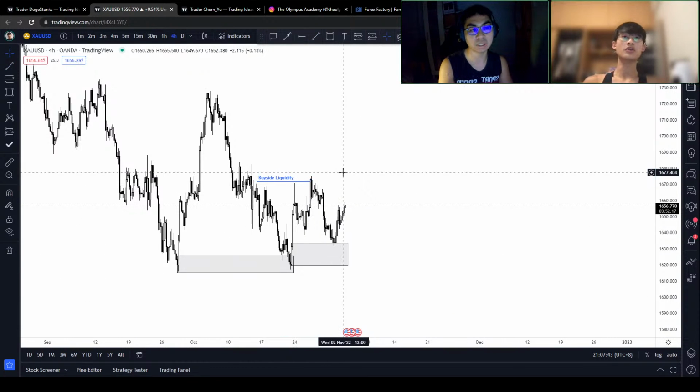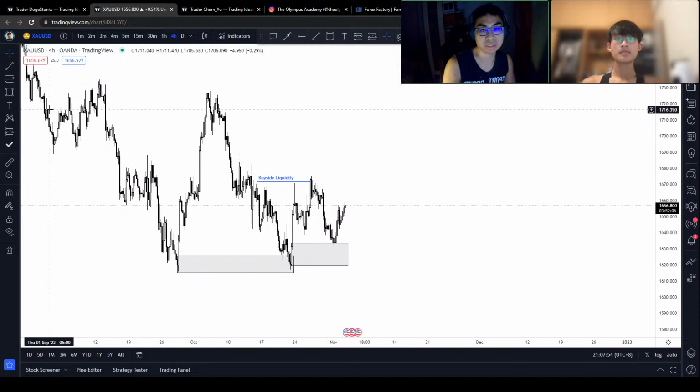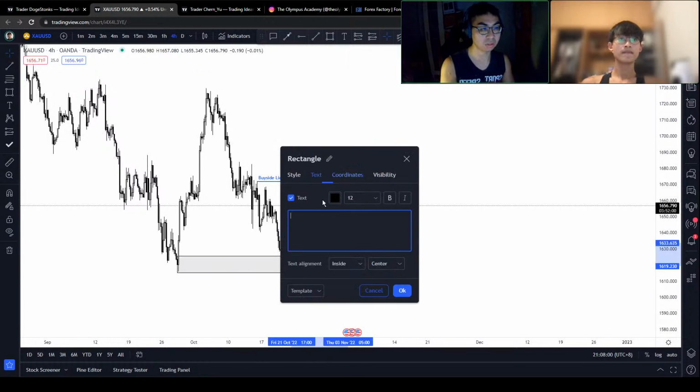And ironically, I also like how gold actually cleared the buy side liquidity on the 26th October at 5 p.m. The liquidity cleared nicely before it refracted back down to the H4 demand zone. So I think that price action is very nice. It's very, very clean.